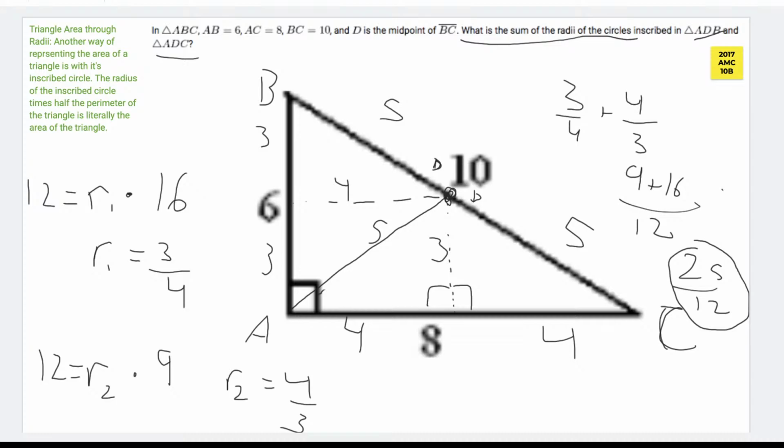Oh yeah, someone just pointed out something. I just made a mistake. Sorry. Yeah, the semi-perimeter is not 16, it's actually 8. So you divide both sides by 8 to get 4 over 3. I'm very sorry, I just made a mistake. So this is 4 over 3.